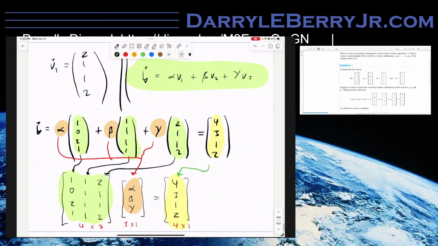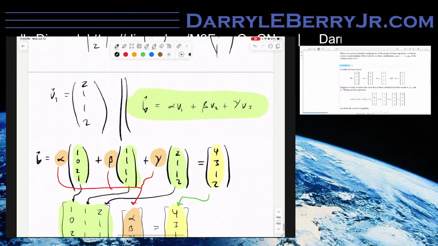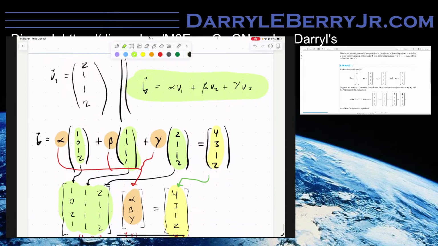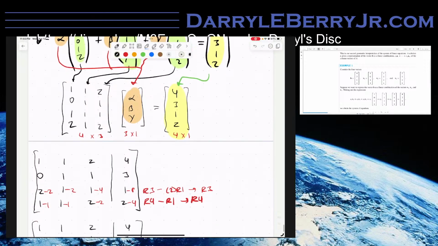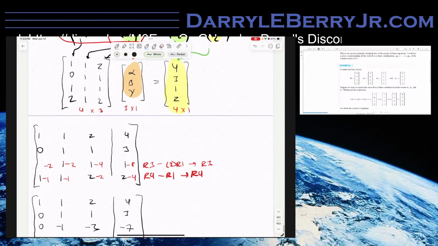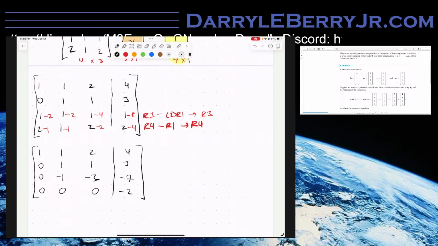I have 4, 3, 2, 1. Oh, that's what I did. I swapped these numbers. Did I write it down that way the first time? Right here. I swapped these numbers here. This is a 1, 2. 1, 1, 2, 1, 2. And that's a good way to check a matrix, by the way. You know that 0 is not going to equal a negative something.